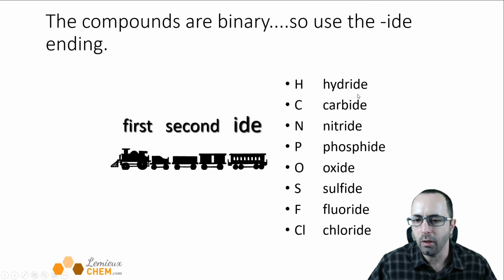Also notice these all end with ide if they're binary covalent. So for each of these elements, it goes like this: hydride, carbide, nitride, phosphide, oxide, sulfide, fluoride, chloride, and so forth.